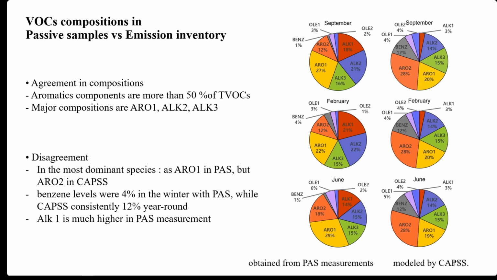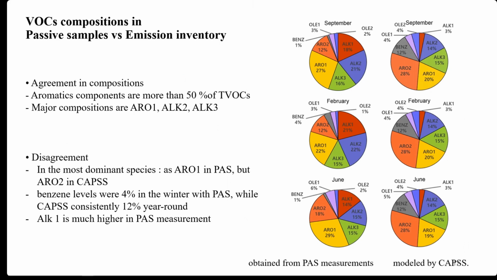Now let's move on to the discrepancies between the two datasets. In the PAPS data, the most dominant species was aromatic 1. However, in the CAPS inventories, aromatic 2 was the most dominant. This suggests a difference in the identification of key aromatic compounds between the two methods.